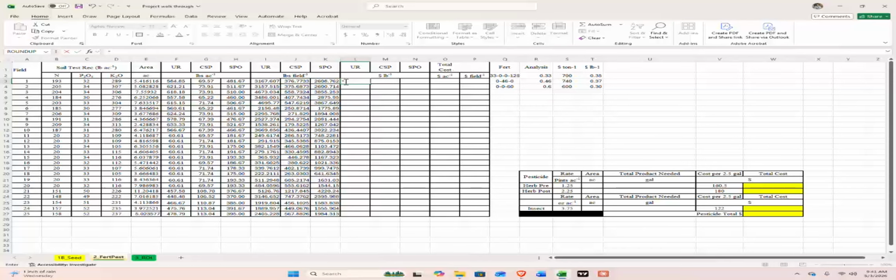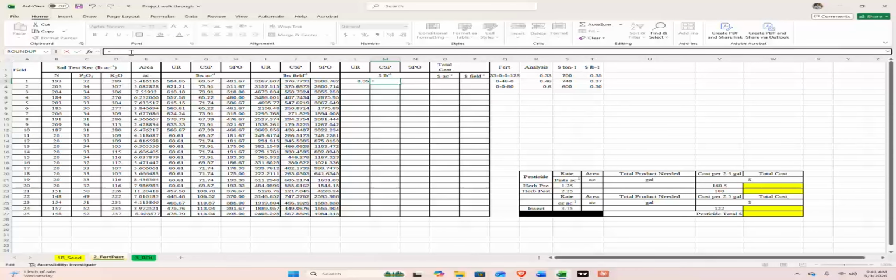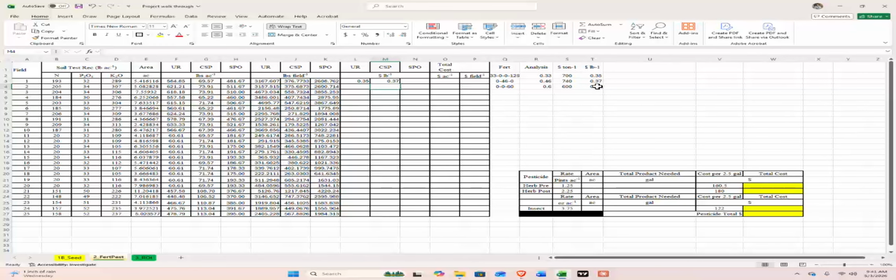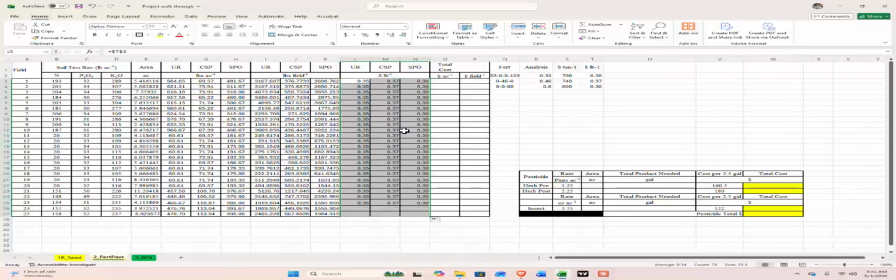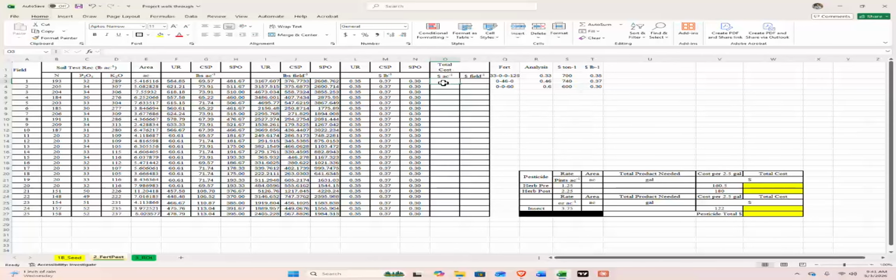Okay, so next, this is equal to, we can make this F4, and we can make this equals T3, F4, and equals F4. Let's go all the way down. Okay, boom. Now, what is the total cost per acre?